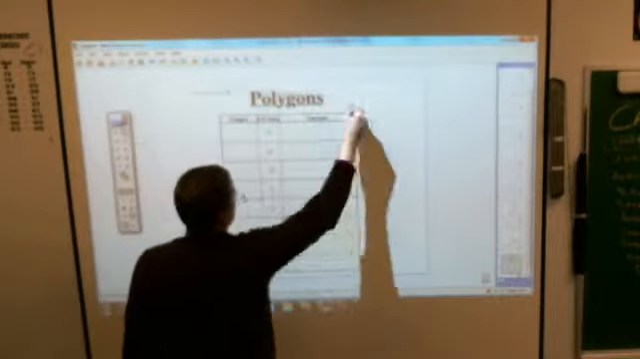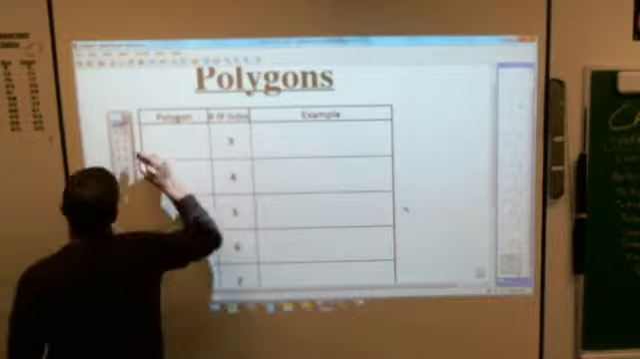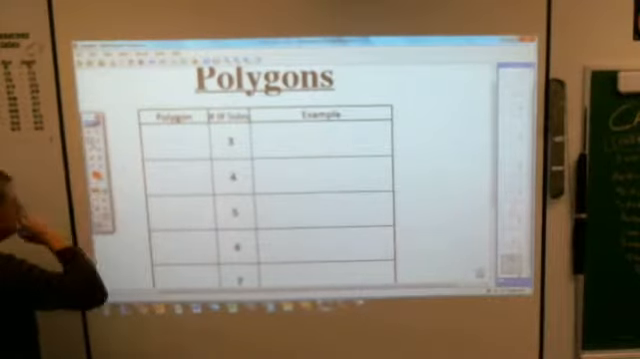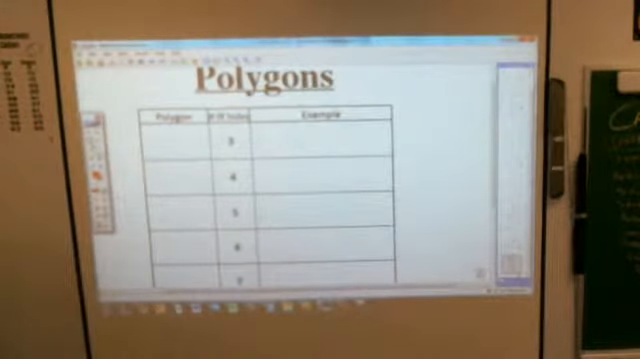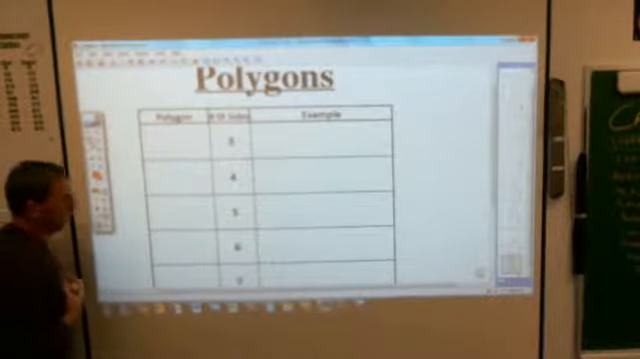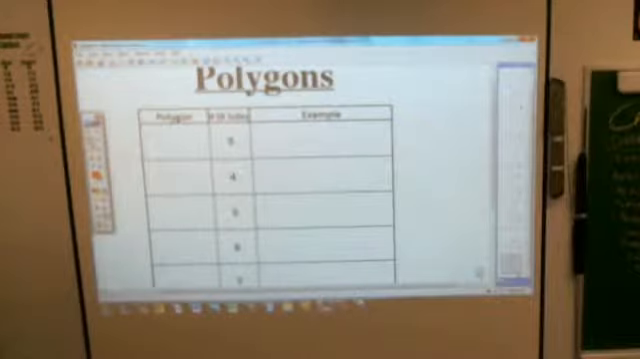And basically, just so you have a list of the names of these polygons, because in math we use some highfalutin words, here are some examples of them. Jot this down so you have it in your notes. Most of them are pretty simple. Most of them you've heard before. Sometimes you get confused as to which things are which, but let's just talk about them.